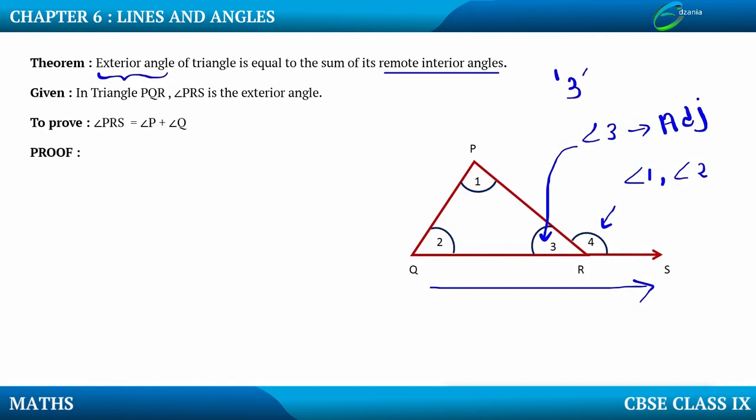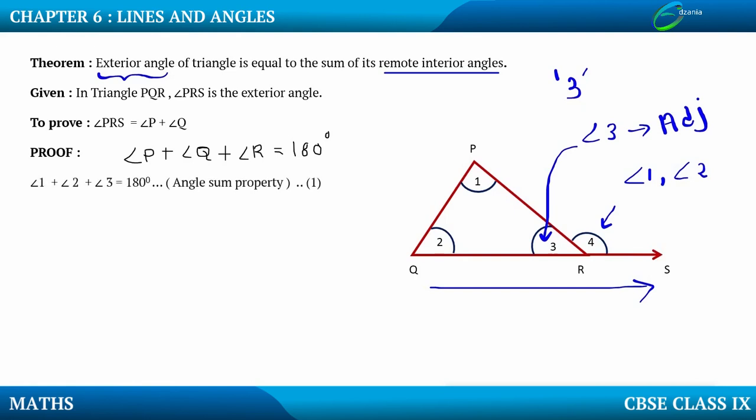We know that sum of measures of angles of a triangle is 180 degree. So we can say that angle P plus angle Q plus angle R is equal to 180 degree. So angle P plus Q plus R is 180. But I know that angle P plus Q plus R means I can say angle 1 plus angle 2 plus angle 3 is 180 degree because of angle sum property.